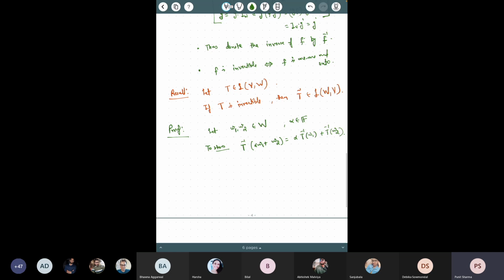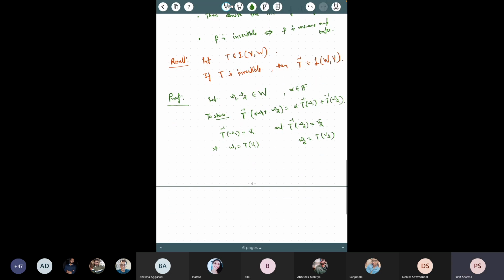Now how to do that? We know that T is invertible, so T inverse exists. Let's say T inverse of w1 would be some vector in V, say v1. Similarly T inverse of w2 would be some vector in V, say v2. Then since it is invertible, we know that w1 is the unique image of v1 and w2 is the image of v2 under T. Because T is invertible, I can just take the composition with T and I get this.